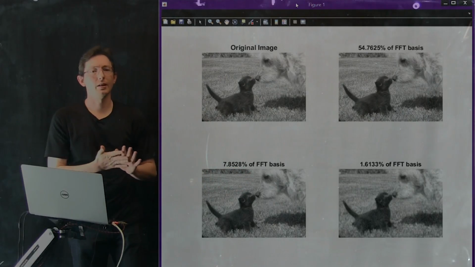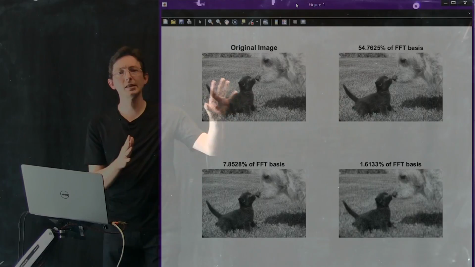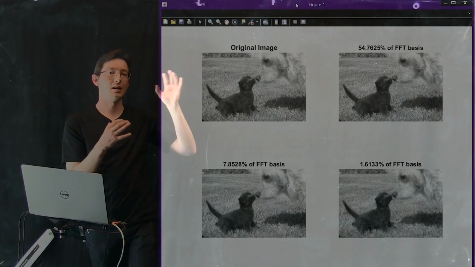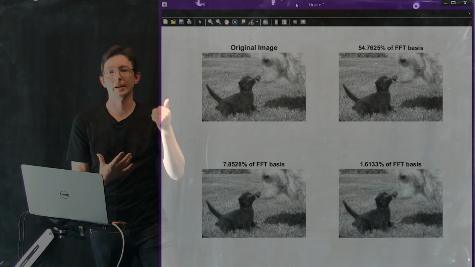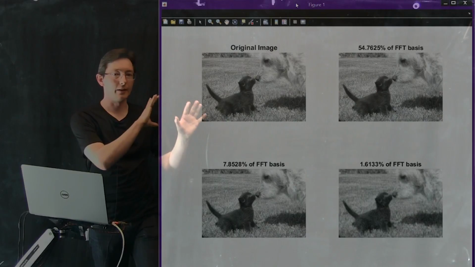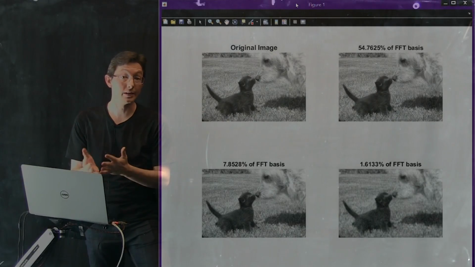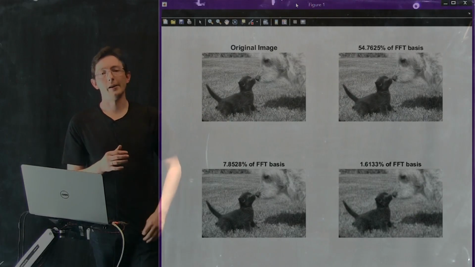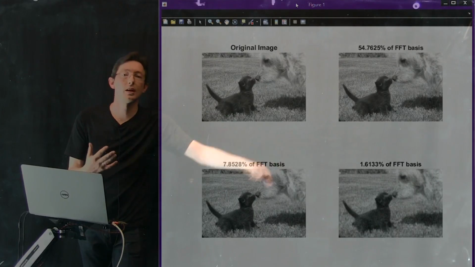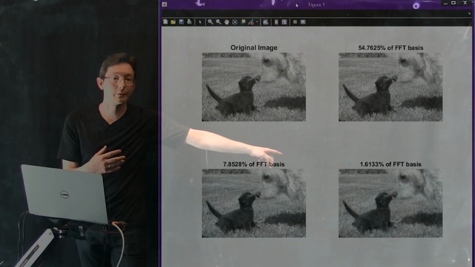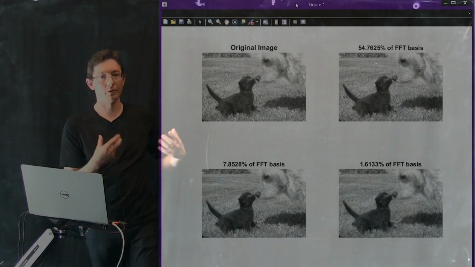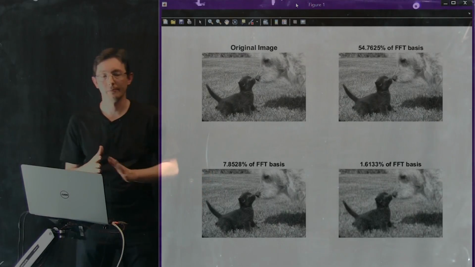Something else you notice here is that this is actually a notoriously difficult example for image compression because it has these textured features like grass and fur and whiskers, okay? So grass and fur and hair are extremely difficult things to compress. And so you'll notice that even keeping 1.6% of my FFT basis, I still have a really degraded image. I'm not getting the fur or the grass texture very well.